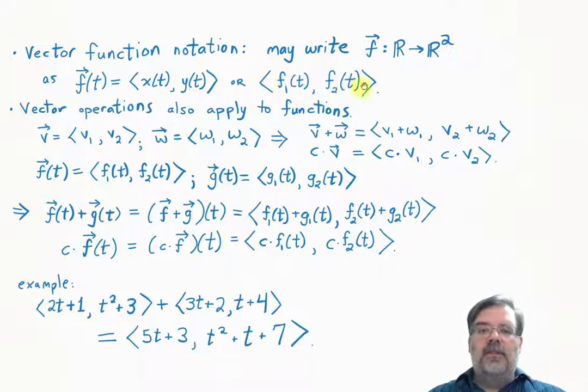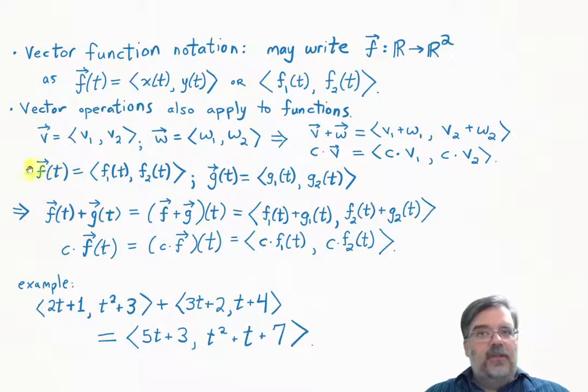And each one of these is just an ordinary function from R to R. It has one input, one output. Now, any vector operation that you learned can also apply to a vector function. So you might recall, let's say we have a vector v and a vector w. We have the operation of vector addition and the operation of scalar multiplication. You can do that with vector functions as well.